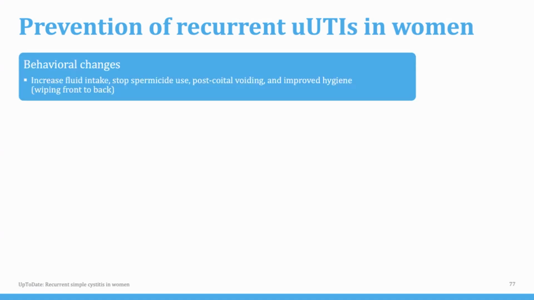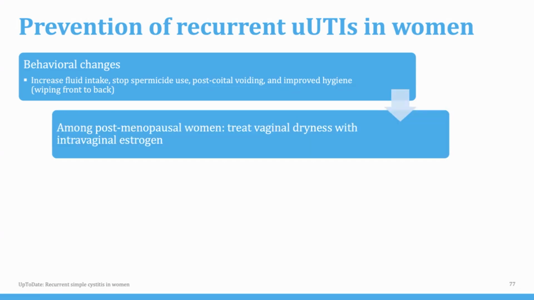Beyond that, though, there's a 4-step approach you could take to prevention for recurrent uncomplicated UTIs. You start off with behavioral changes that could be increasing fluid intake, stopping spermicide use, postcoital voiding, or improving hygiene. If that doesn't help, you could think about, especially in postmenopausal women, treating vaginal dryness with intravaginal estrogen. You could certainly do these steps in combination.